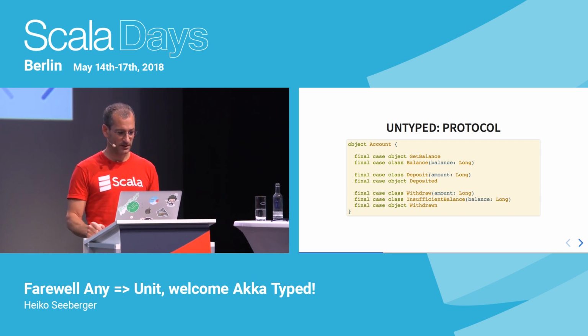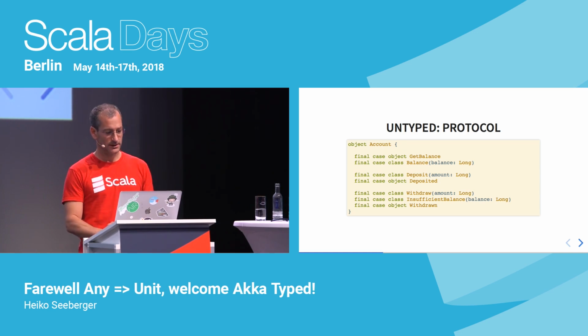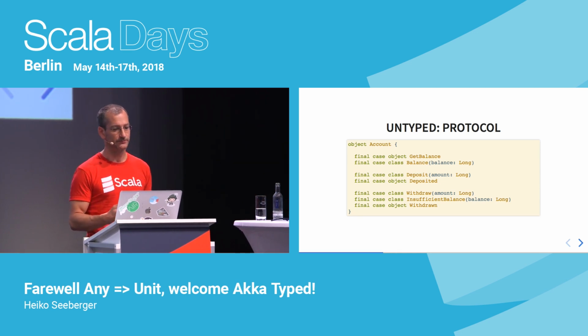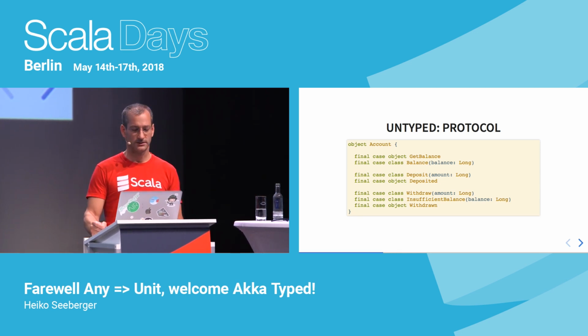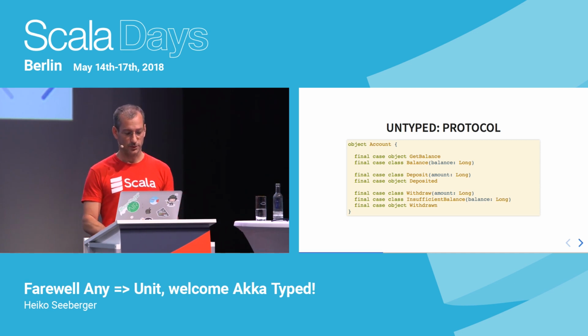Here's an example, an account. We can get the balance. So that's a message we send to the actor. Let's refer to these messages as commands. And you get a reply, Balance. And you can deposit some amount and get back an acknowledgement, Deposited. And with withdraw, it's a little more interesting, because maybe your bank does not give you money if your balance is negative. So you could get a reply InsufficientBalance, or you could get a Withdrawn. All right, that's the protocol.